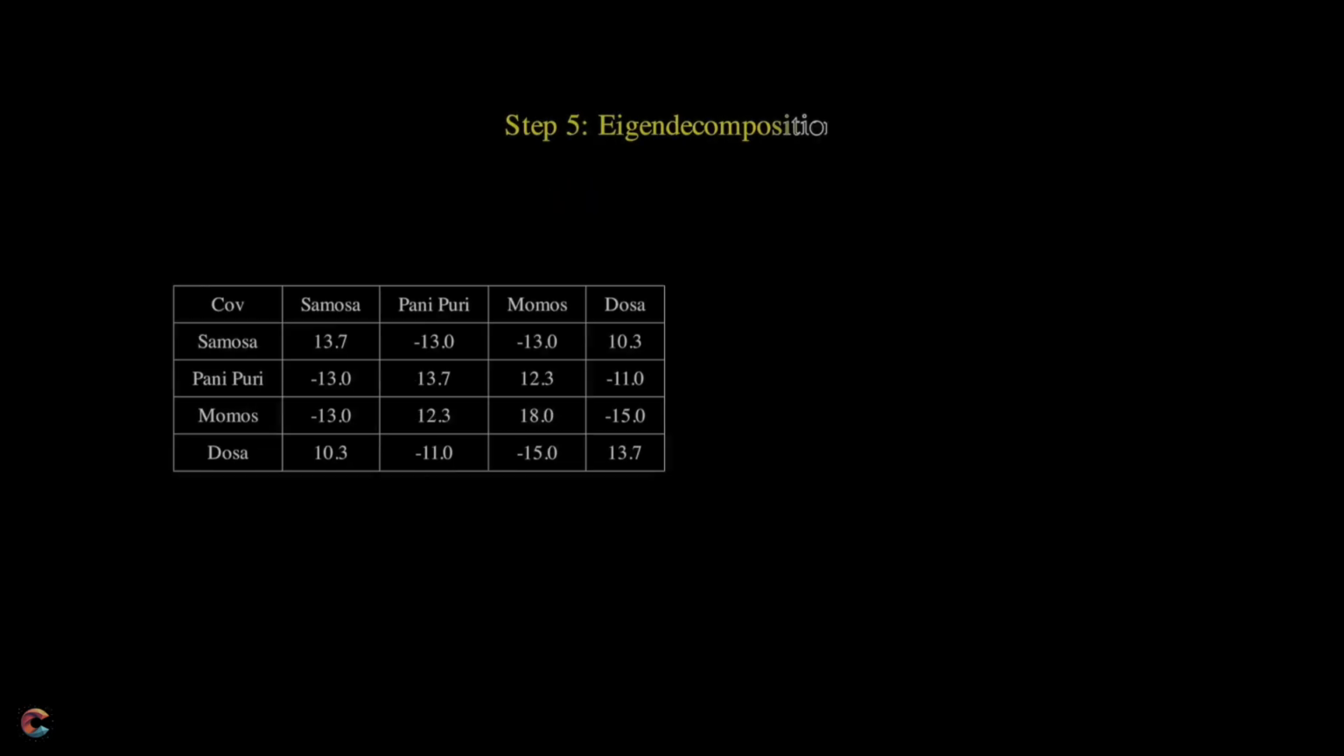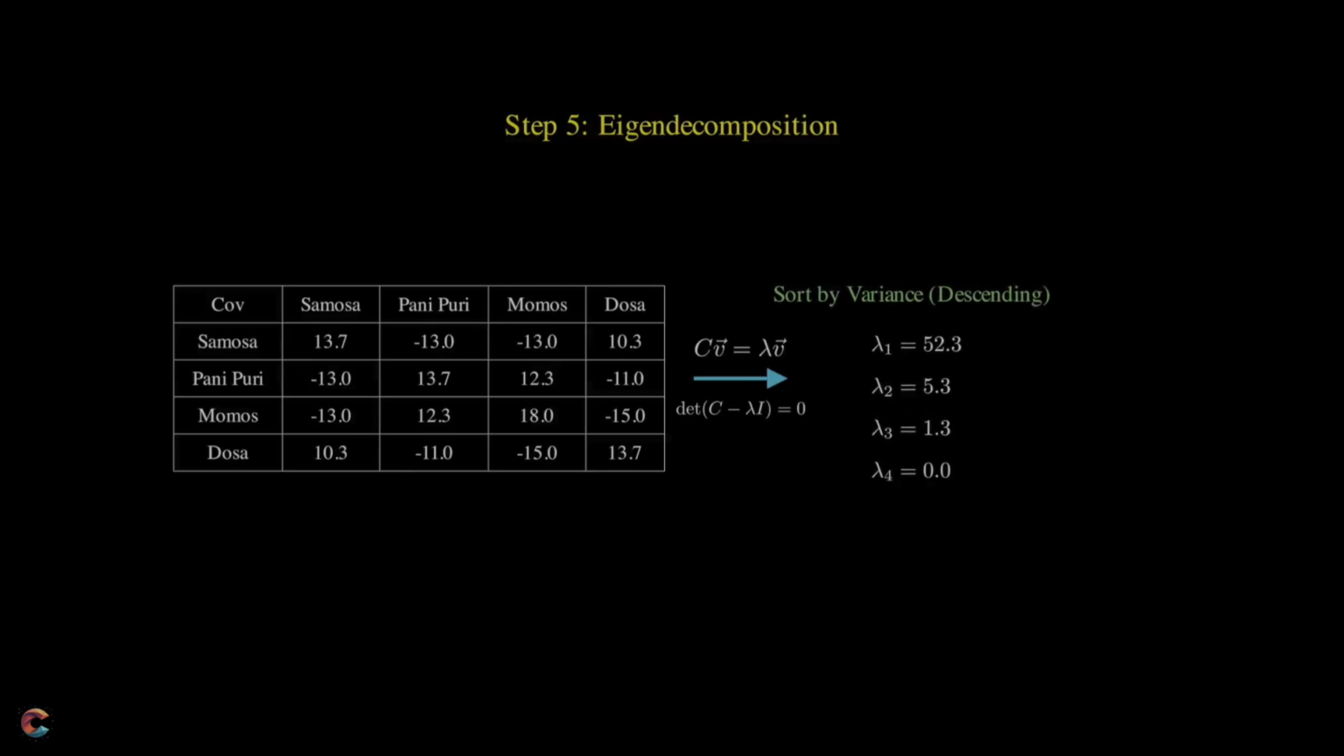Now for the next step, we will find the eigenvalues of this covariance matrix, which is calculated using the characteristic equation determinant(C - λI) = 0. After getting the raw eigenvalues, we will sort the eigenvalues in descending order. The largest eigenvalue will cover the most variance.